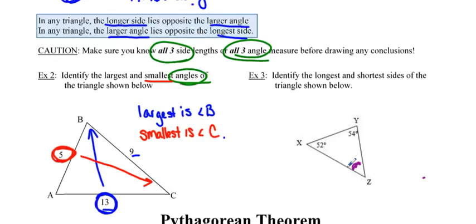Once I do the 52 and the 54, I'm going to subtract from 180, and that tells me that the measure of angle Z is 74 degrees. So again, they want us to find the longest and the shortest, but this time sides. Well, I know that the longest side will lie opposite or across from the largest angle. The angle with the largest degree measure here is angle Z. And therefore, the side that lies opposite angle Z, in other words, side XY, is going to be the longest.